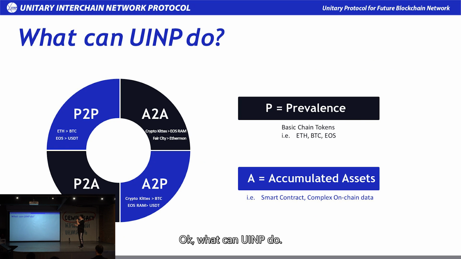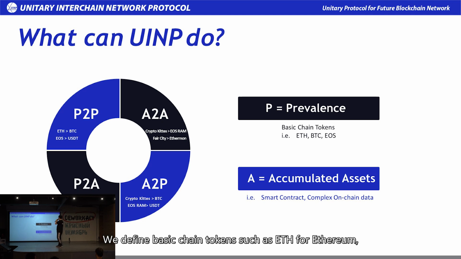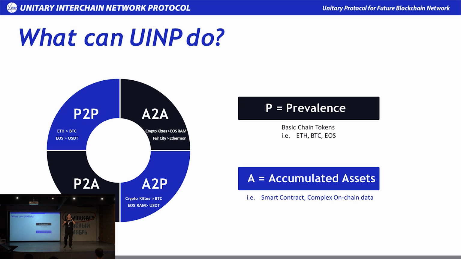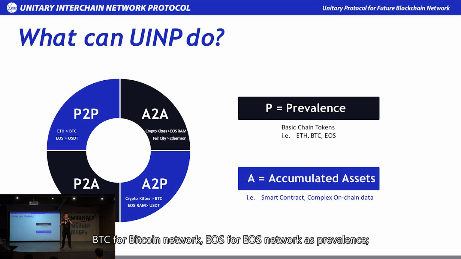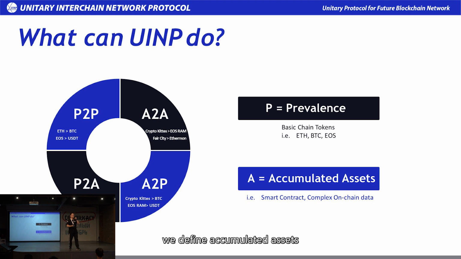Okay, what can UINP do? Before we understand this question, let's first discuss the assets in a blockchain network. Let's define two concepts. We define basic chain tokens, such as Ether for Ethereum, Bitcoin for the Bitcoin network, EOS for the EOS network, as prevalence. We define accumulated assets as some complex on-chain data, such as smart contracts and other complex on-chain data.